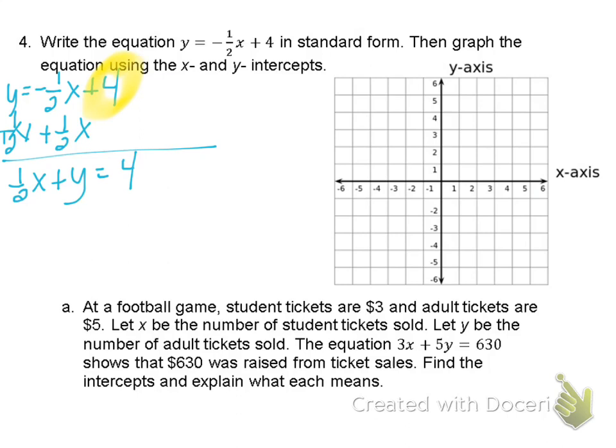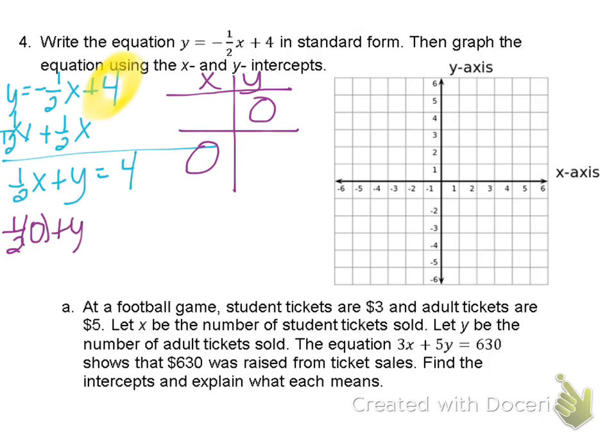So now to find the x and the y intercepts, we could make ourselves a table and fill in 0 for each x and y. So for x, if we fill in 0 for x, we can see that this is going to become 0, and then we're just left with y equals 4. So that's nice and easy.